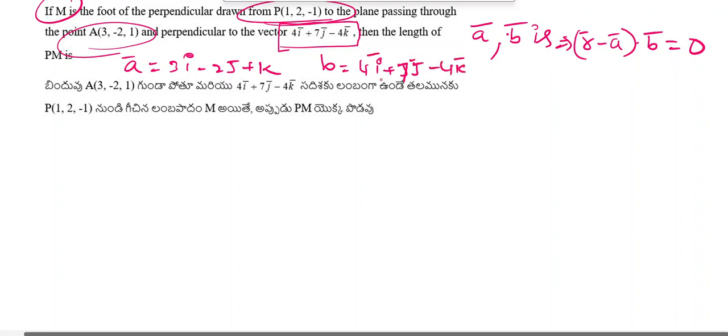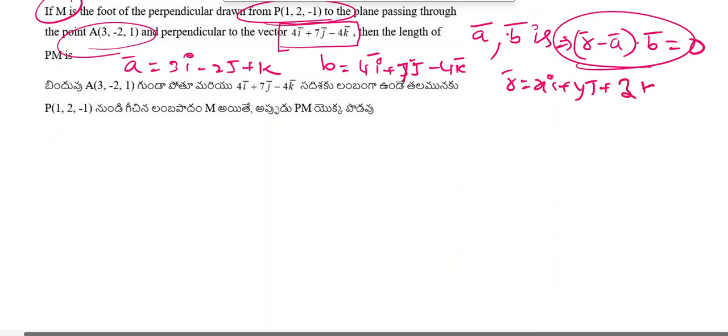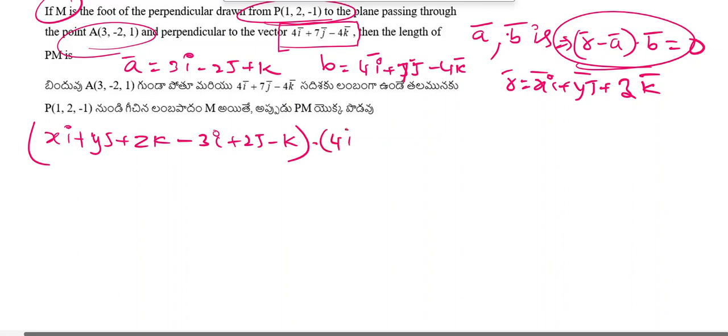This is the vector. Now the vector plane equation is (r bar minus a bar) dot b bar, where r bar is equal to xi plus yj plus zk. So that is (xi plus yj plus zk minus a bar), where the vector a bar is 3i bar plus 2j bar minus k bar, dot b bar, that is b bar is 4i plus 7j minus 4k, is equal to 0.